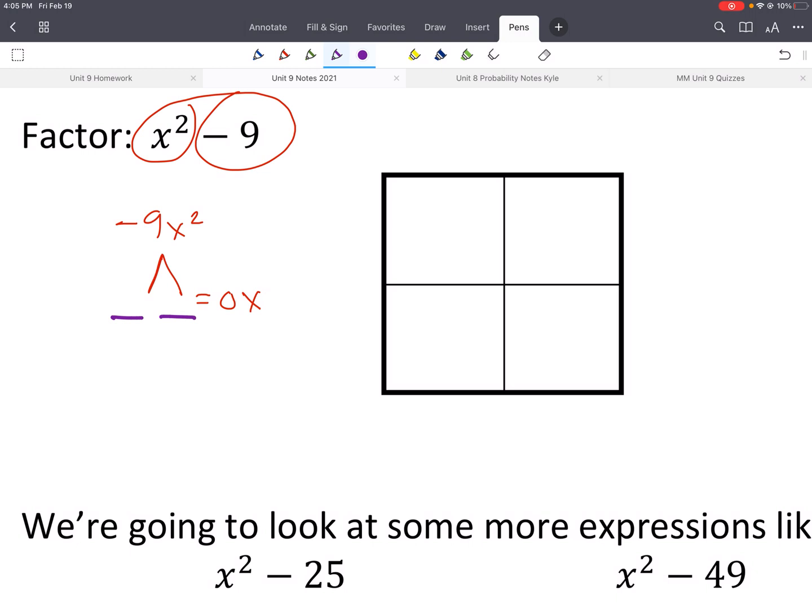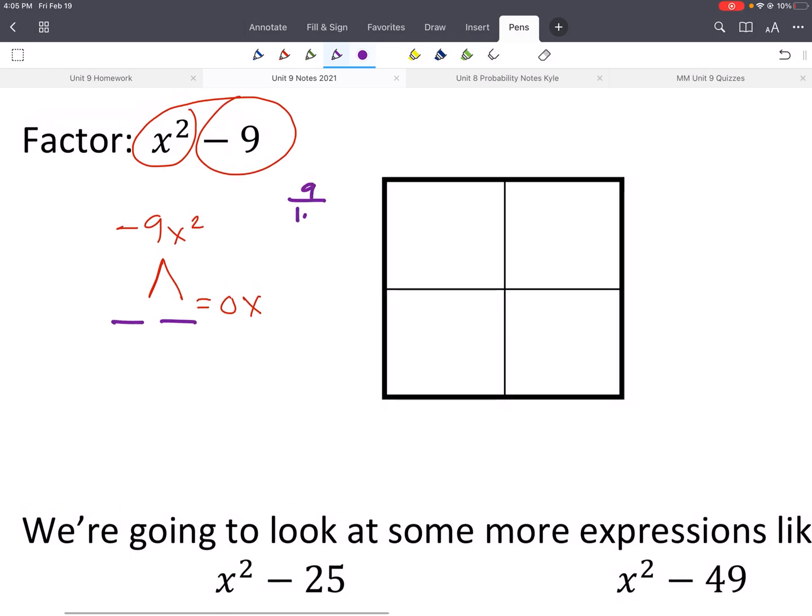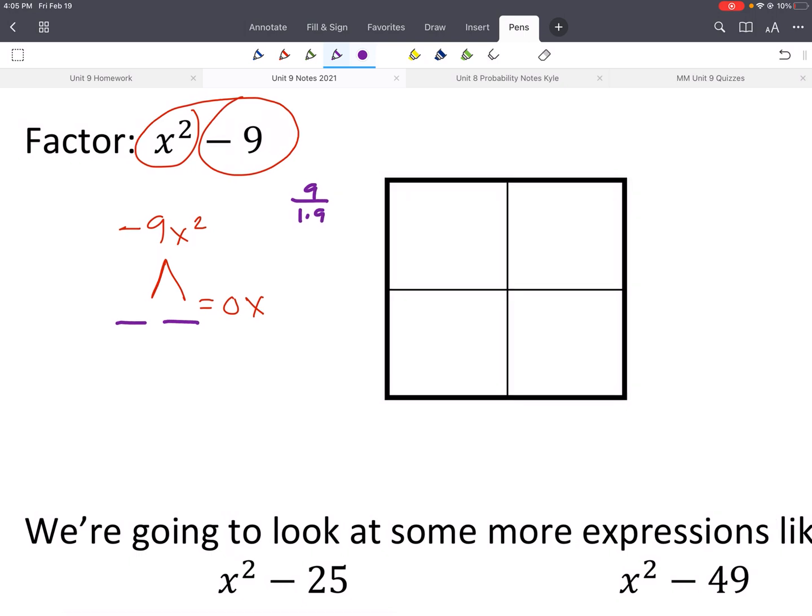So again, we can write down factor pairs. 9 could be 1 and 9. But there's no way we could use 1 and 9 to get to 0. The other would be 3 and 3. And that could work, right? So if we did 3x minus 3x, those would cancel out, and we would end up getting 0x.